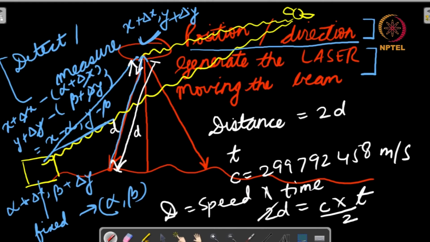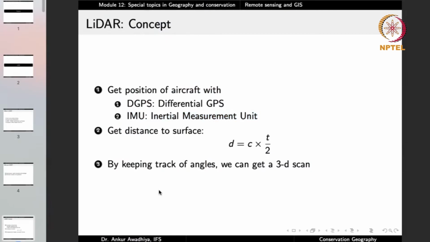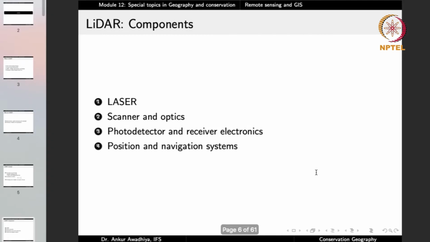Now if you know the position of the aircraft and you know this distance d and you exactly know the direction in which the laser was shot, you can compute the coordinates of this particular point. Similarly, when you scan the area, you can compute the coordinates of this point, of this point, of this point, and so on. And by joining these points together, we can generate a digital terrain model of this area. So we need to keep track of angles, and then we can get a 3D scan of the area.